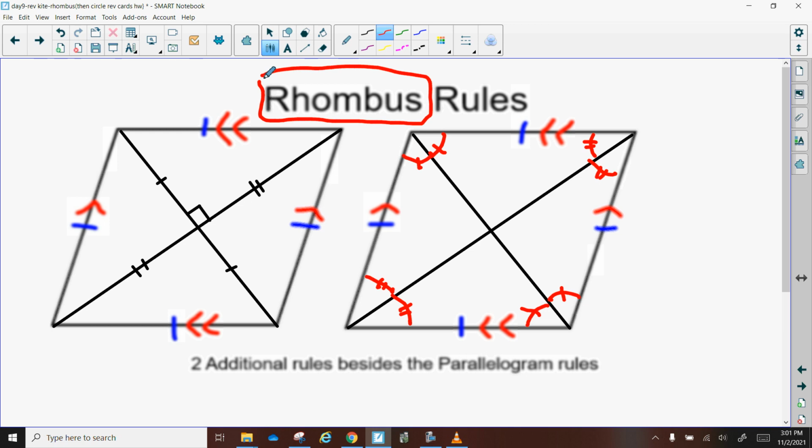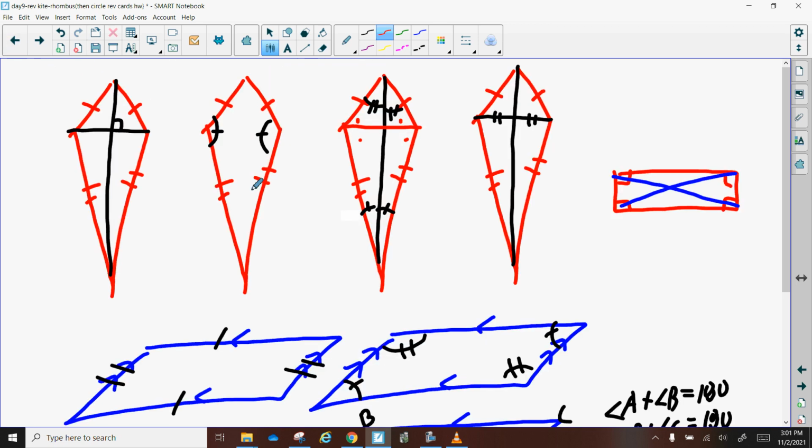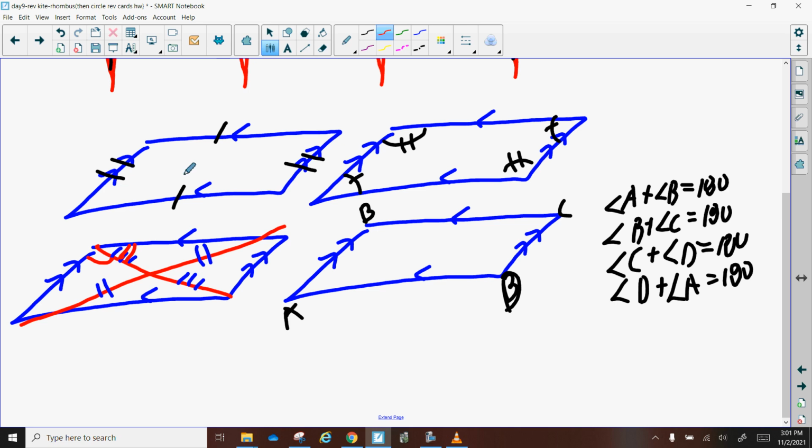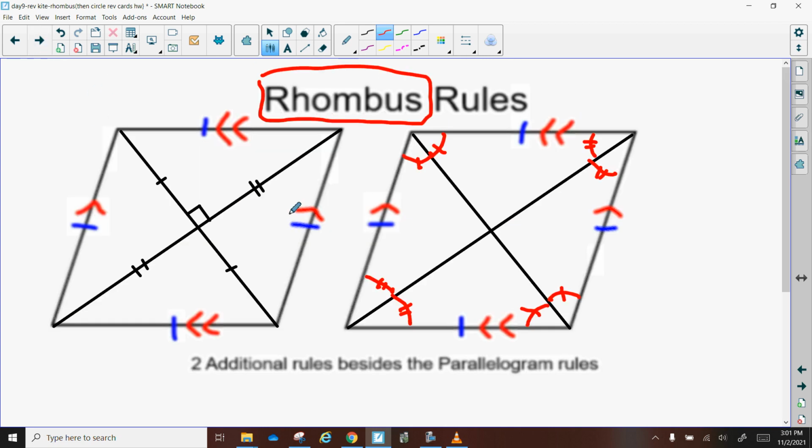And for a rhombus, it has to have all equal sides. Notice in a parallelogram, the opposite sides are just equal, not all four sides equal. And when all four sides are equal, this diagonal will be 90 degrees if it's a rhombus. But if it's not a rhombus, notice that's not 90, and it will not bisect this angle either. So those are two additional ones.